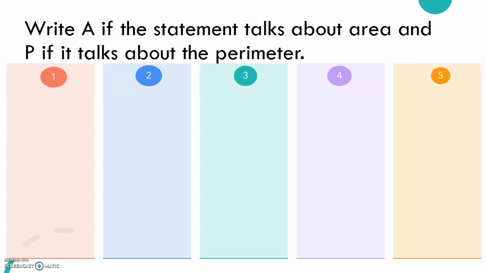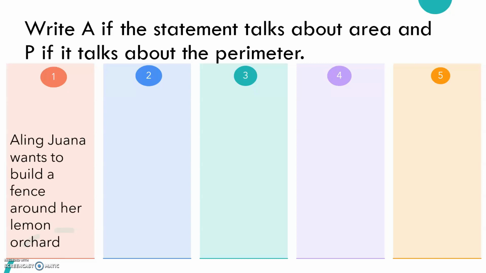Now for the activity, write A if the statement talks about area and P if it talks about perimeter. Number 1, Aling Juana wants to build a fence around her lemon orchard. So yung clue natin dyan is yung around. What do you think is the answer? The correct answer is P or perimeter.